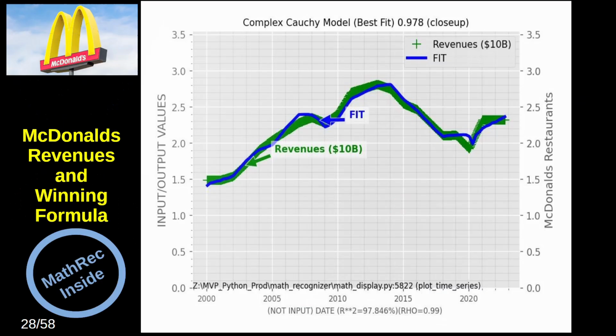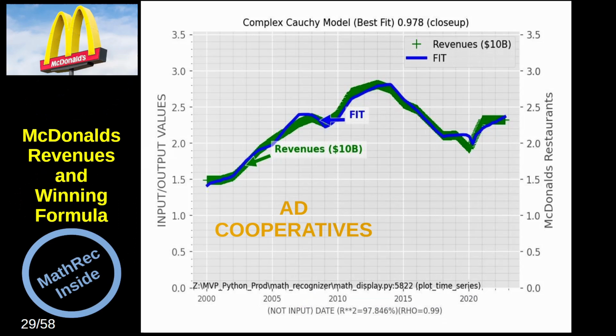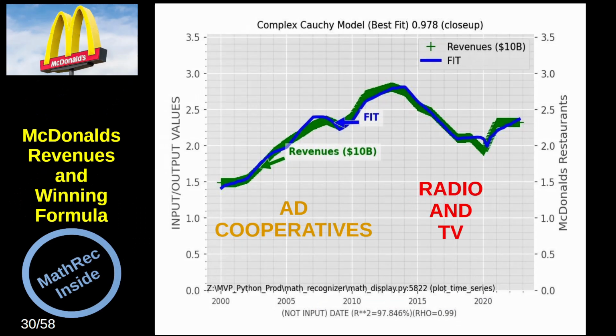What about real data? McDonald's is one of the largest companies in the world with over $23 billion in sales. McDonald's breaks down its sales and marketing methods into two broad categories in its annual reports: ad cooperatives, joint marketing with other companies such as Coca-Cola, and radio and television, which you've probably seen. The math recognition finds and fits a formula to the McDonald's data. Then it finds the mix of expenditures to increase sales if possible.